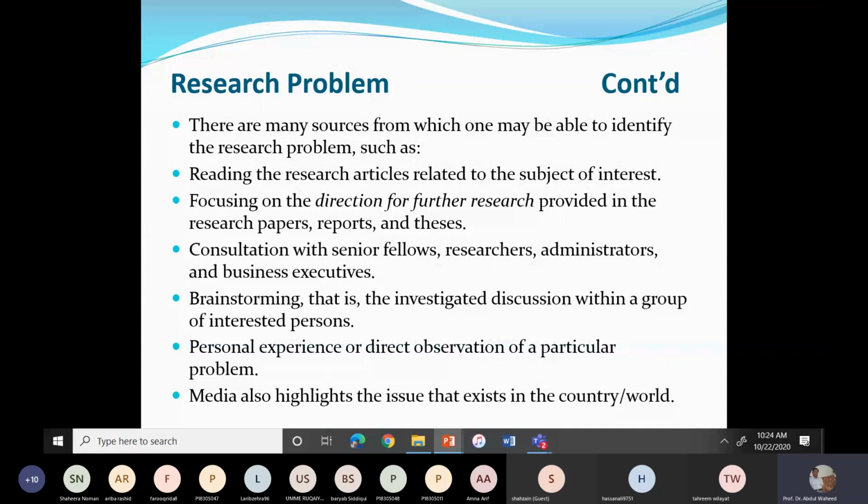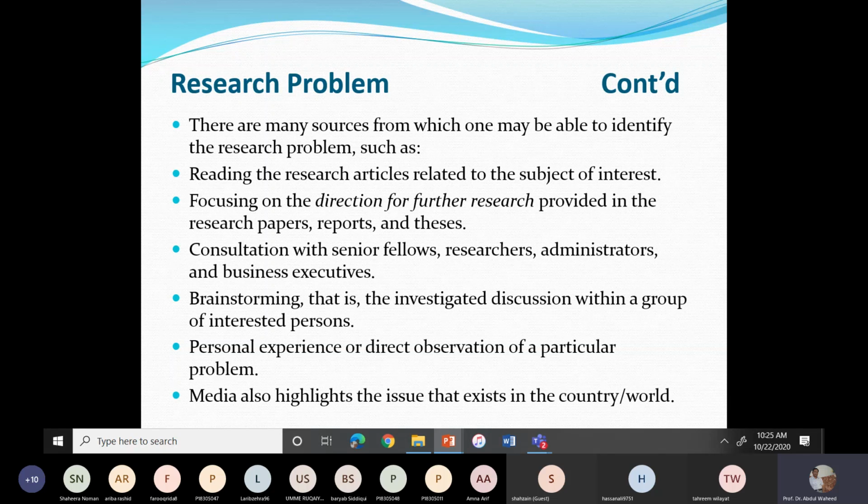If you talk to them, they will tell you these are the issues, and we want there should be some research on those issues. Also brainstorming, that is the investigated discussion with a group of interested persons. You see, when I said, okay, give me your title, you discussed with your friends, and then you went to look at the website to see different research papers, and then you went on Google, you searched some topics, and then you came up with your research problem.